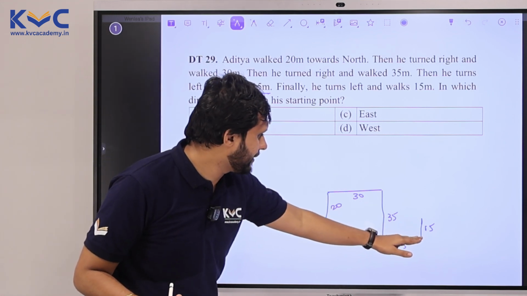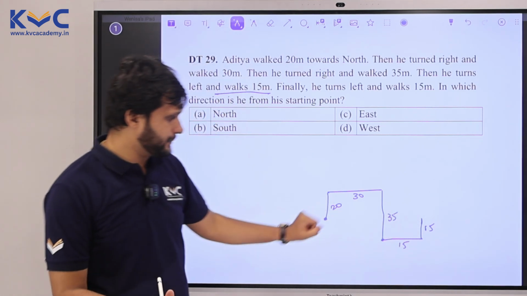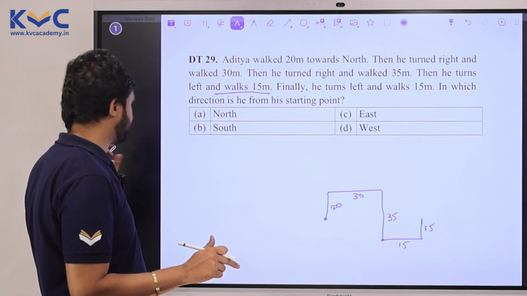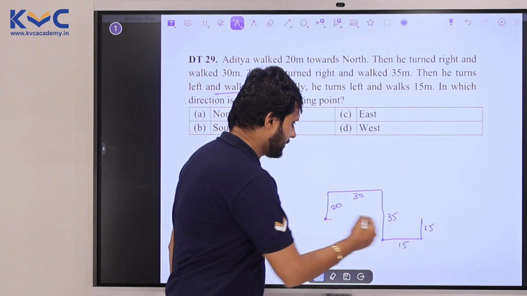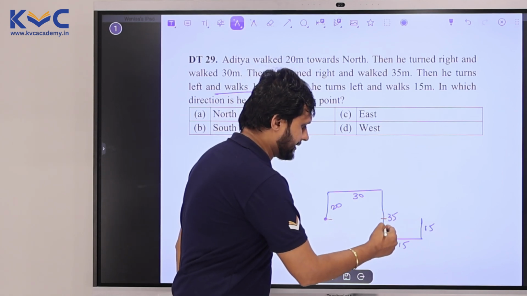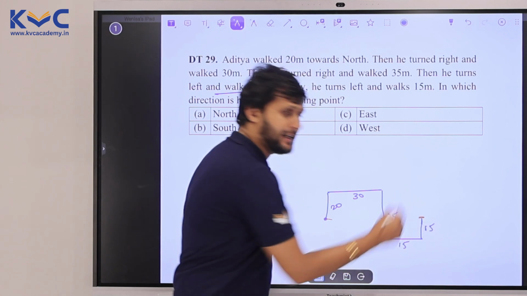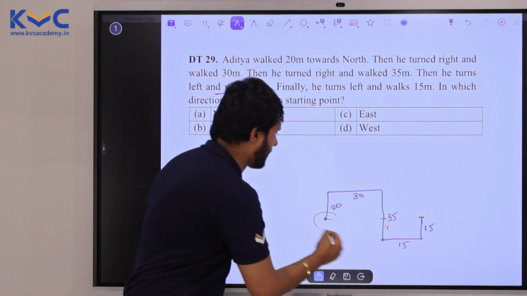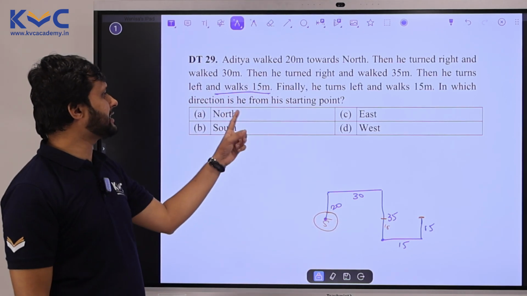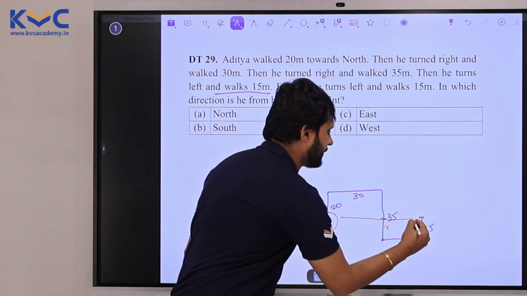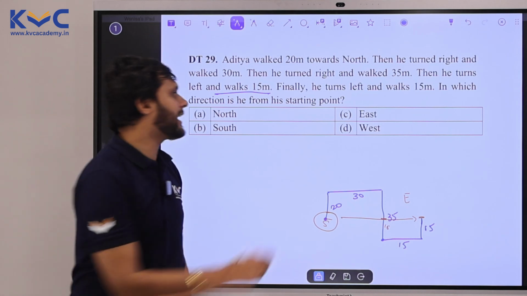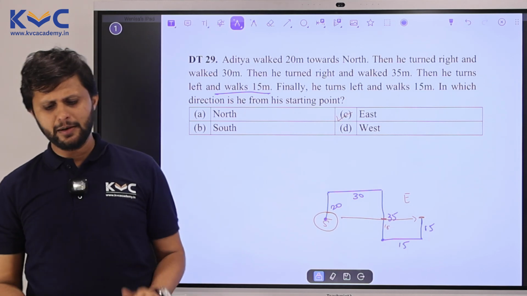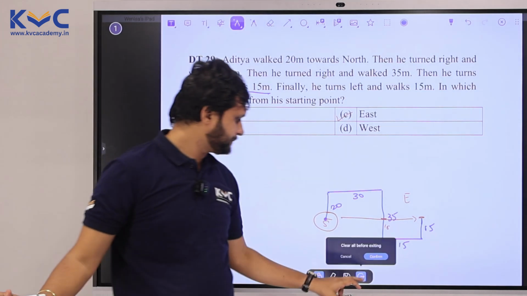This is 15, and here I stopped at 15 because even though the lines do not look exactly the same, this was 20, right? Like if I just highlight this, see, this is 20, so this should have been 20. 20 plus this should be 15, so that's why I stopped exactly over here, 15. Now if you see from the starting point, where is the starting point? This is my starting point, S. In which direction is he from the starting point? So from here, if you see which direction, this is east, which is there in option C, and that's the right answer. With that, we'll move on to the next question, question number 30.